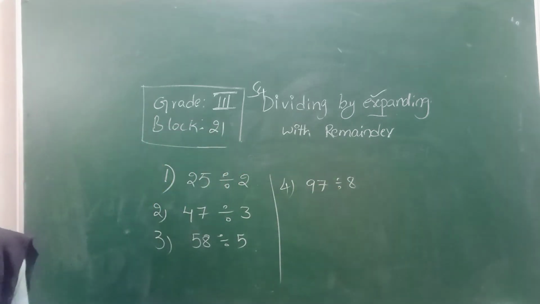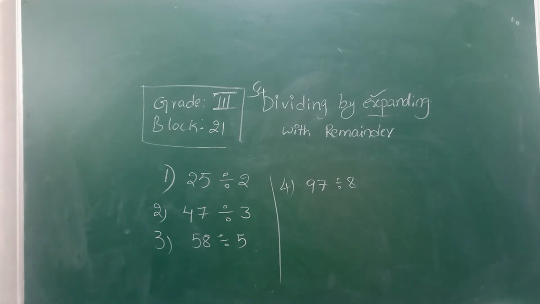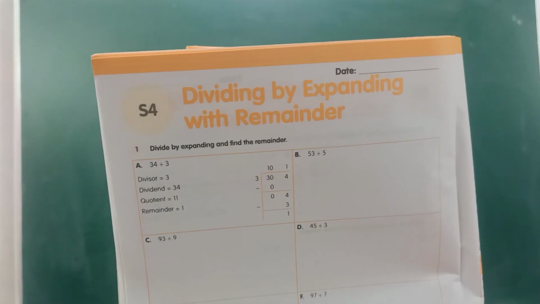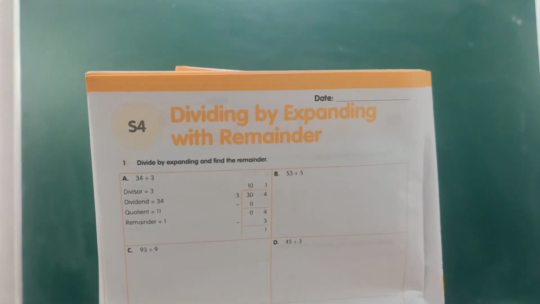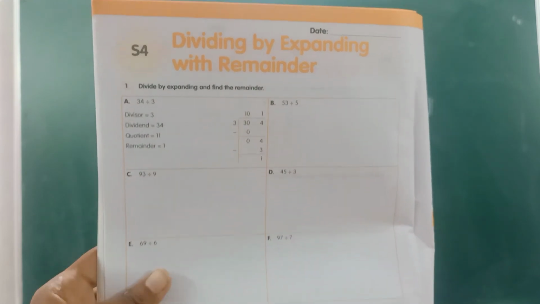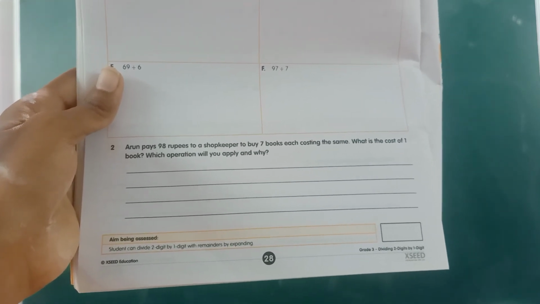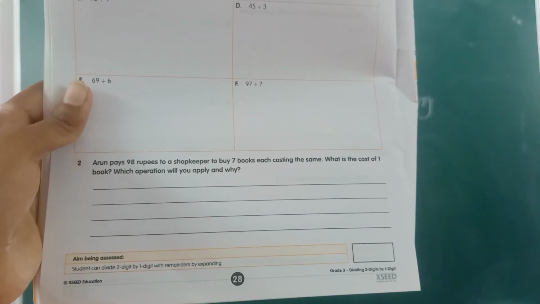So these 4 questions you have to complete in your maths notebook and send your answers through WhatsApp, children. Along with the classwork you also have to complete the volume. Here is your volume, children, dividing by expanding with remainder, page number 28. Here you have to use the expansion method to divide. And the second question is: Arun pays 98 rupees to a shopkeeper to buy 7 books, each costing the same. What is the cost of one book?